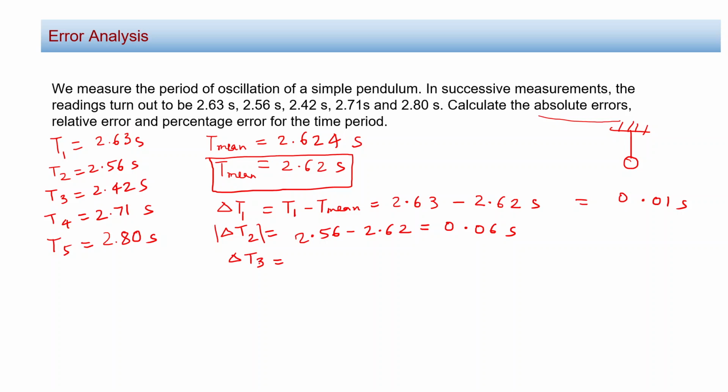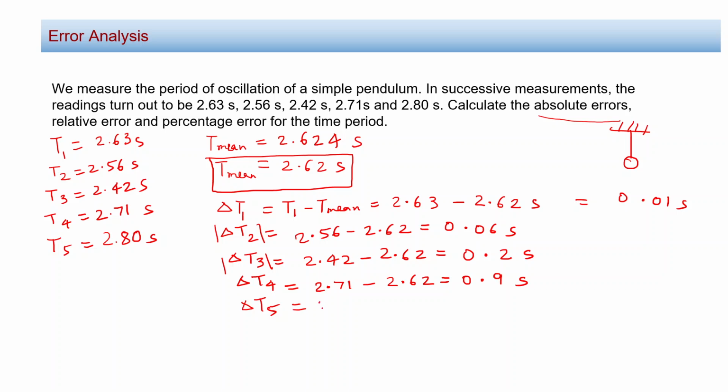Then the absolute error in the third experiment will be 2.42 minus 2.62. Again taking the positive of this, it will be 0.2 seconds. For T4, 2.71 minus 2.62, it will be 0.09 seconds. And for T5, it will be 2.80 minus 2.62, which is 0.18 seconds.